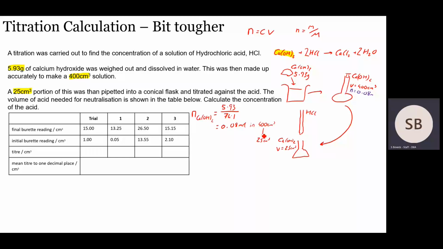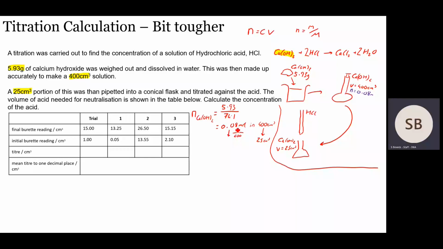So we want to go from 400 to 25. Now, to do that conversion, all you do is divide by what you're going from and multiply by what you're going to. So with this 0.8, we have to divide it by what we're going from, so the 400, and times it by what we're going to.